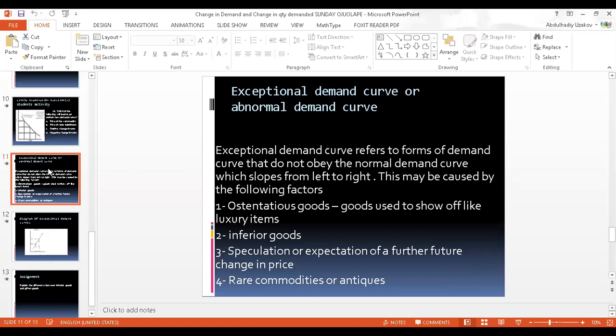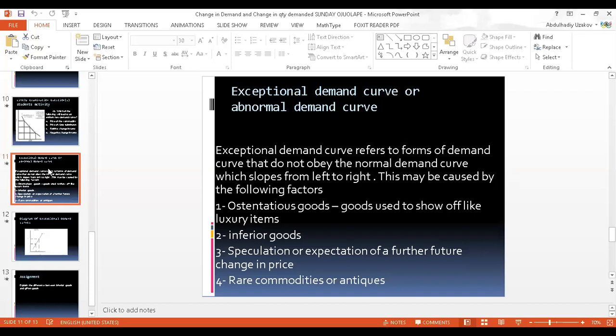So they buy, even when the price of that commodity is going up. When the price is going up, they continue to buy because they know it will still increase further. That is expectation, because you know the price has just started going up.